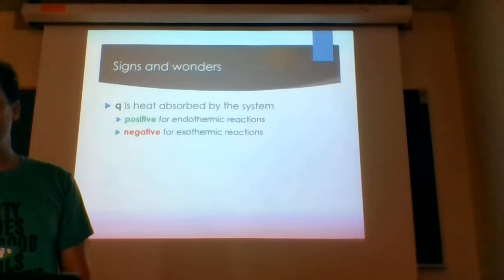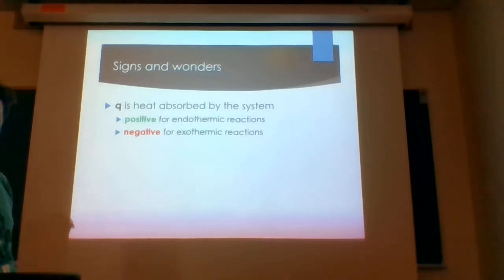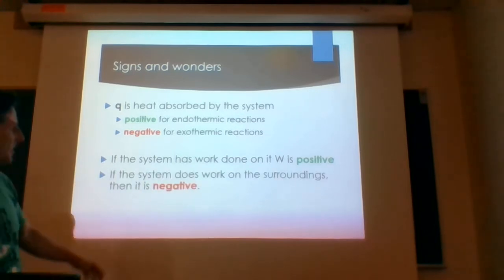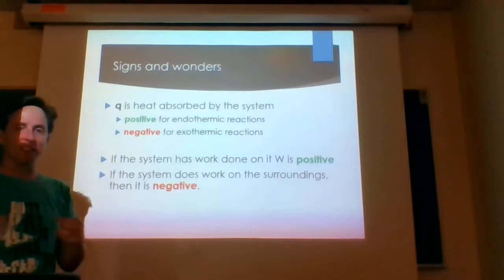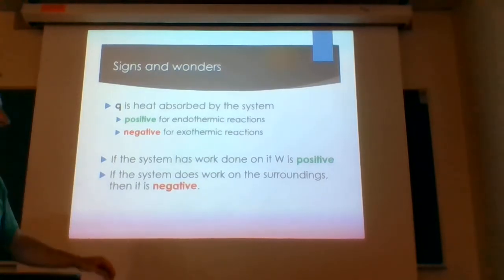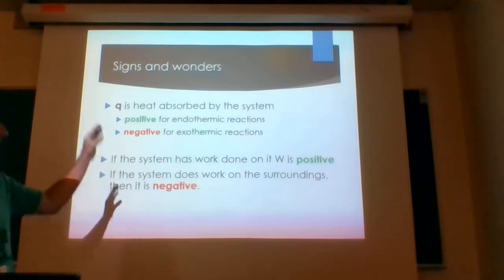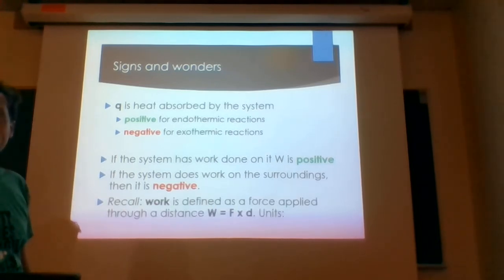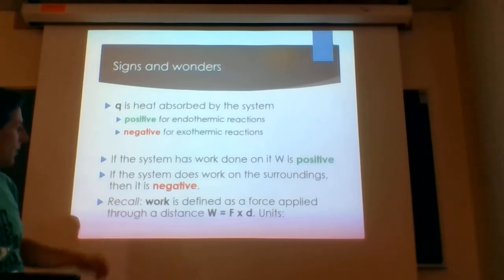Moving on, some of our basic ideas. When a system absorbs energy, that's a positive q value. If a system releases energy, it's negative. If a system has work done on it, that means the surroundings are putting energy into the system. That's positive. And if the system does work on the surroundings, that means the system is expending energy out to the surroundings. That gives me a negative work value. Again, these are just general concepts. We're not going to use them a lot in most of what we do, but it's important to be aware of our main ideas. Finally, again, work is force times distance.